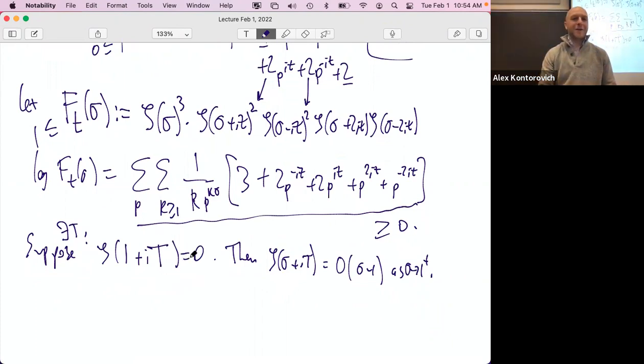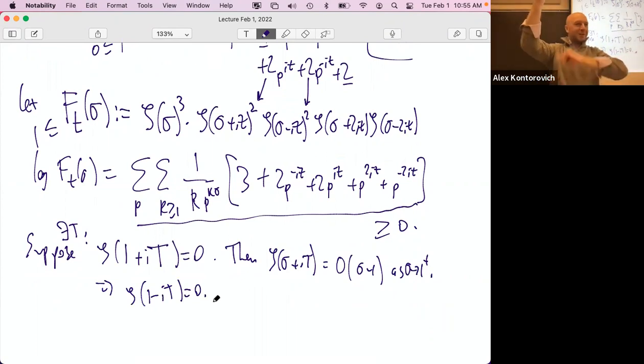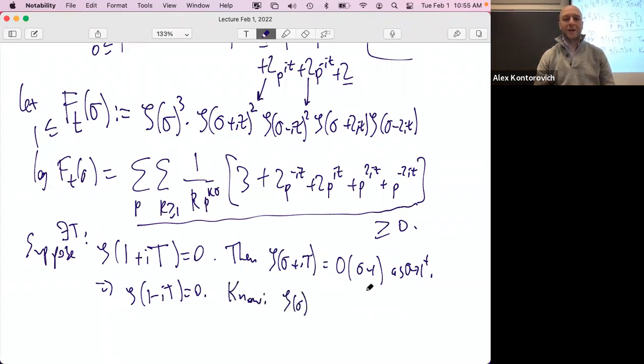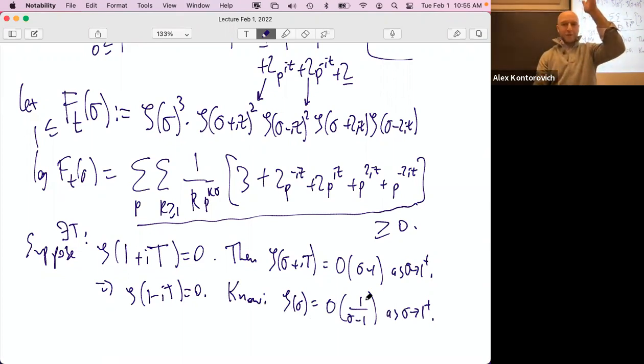And because of the conjugate symmetry, if you conjugate the inside, you conjugate the function itself. This implies that zeta of 1 minus it would also be 0, right? There's a symmetry across the real axis. If this one's 0, that one's 0 too. And so we look here. What do we know about zeta? We also know that zeta has a pole of order 1. So this grows like 1 over sigma minus 1 as sigma goes to 1 from the right. Zeta of sigma itself. So along the real line, we have a pole. It's a simple pole, it blows up like 1 over sigma minus 1.